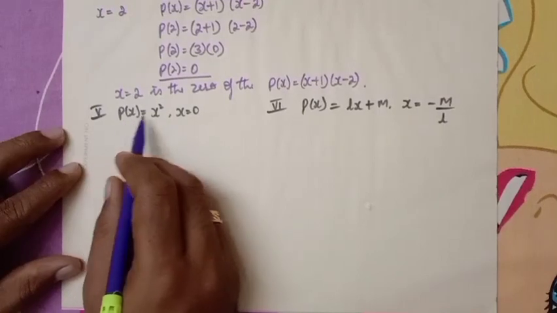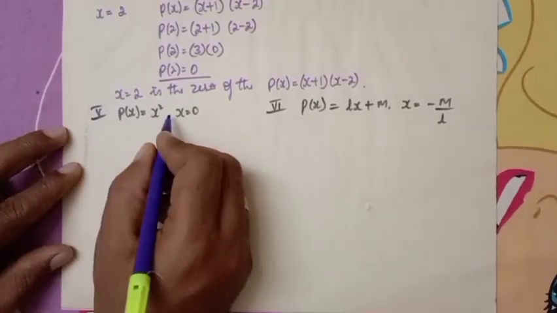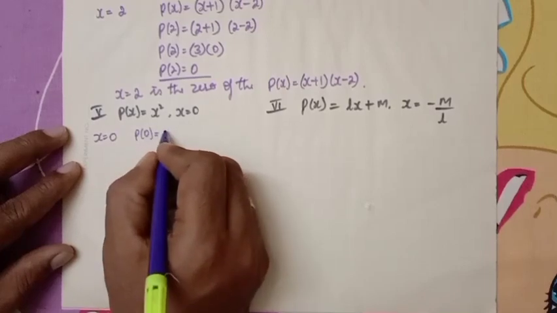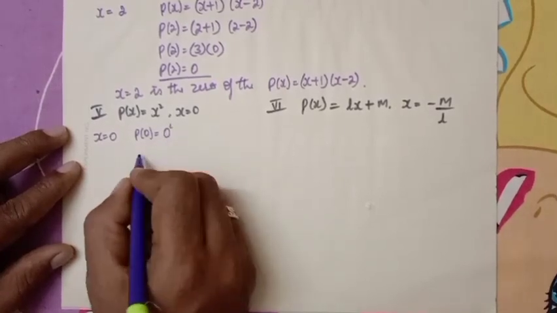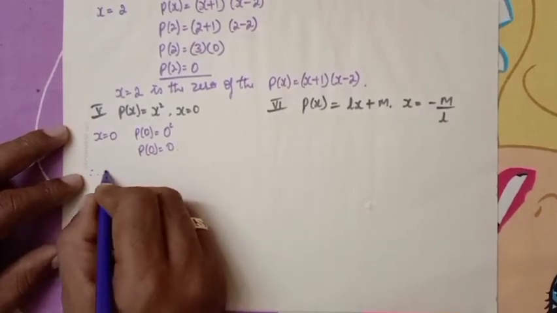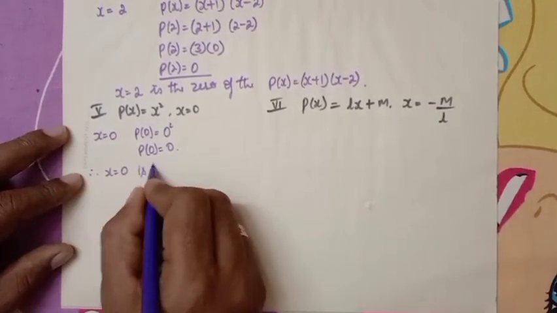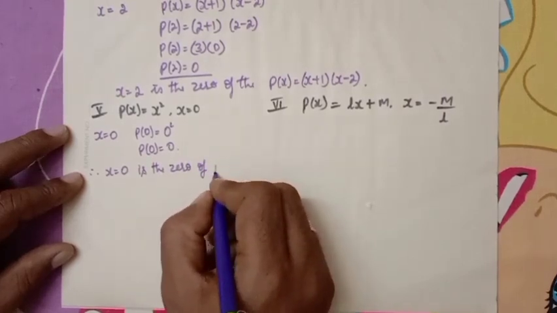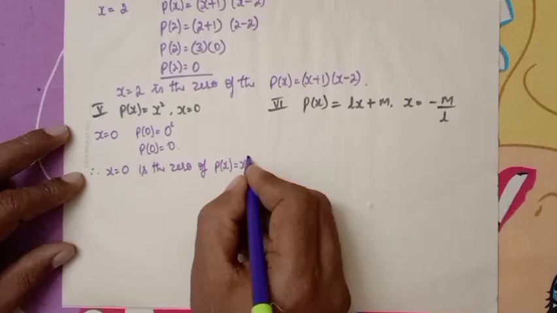P of x is equal to x square. At x is equal to 0, p of 0 is equal to 0 square. So 0 square is nothing but 0. Therefore, x is equal to 0 is the 0 of p of x is equal to x square.